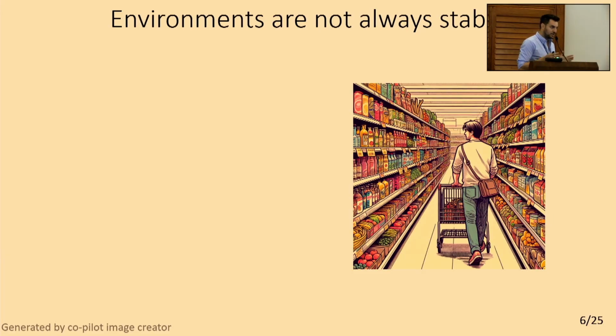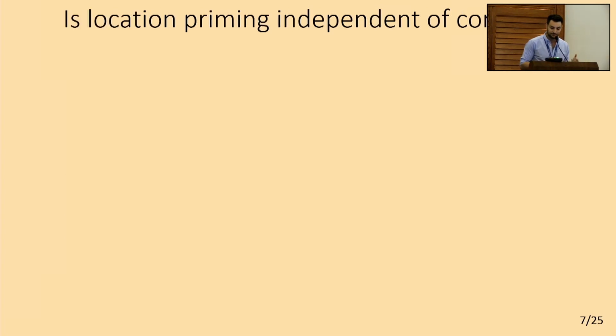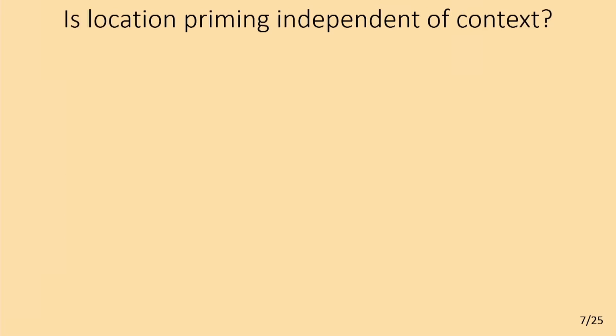However, location priming should be counterproductive when the environment constantly changes. For example, at the supermarket, when you move from one aisle to the other, or in virtual environments where you can find yourself in an entirely different task in one click. So the question I'm going to address in my talk is whether location priming is indeed independent of contextual changes, and here I will define context as a task participants are required to perform. I will present 4 experiments.